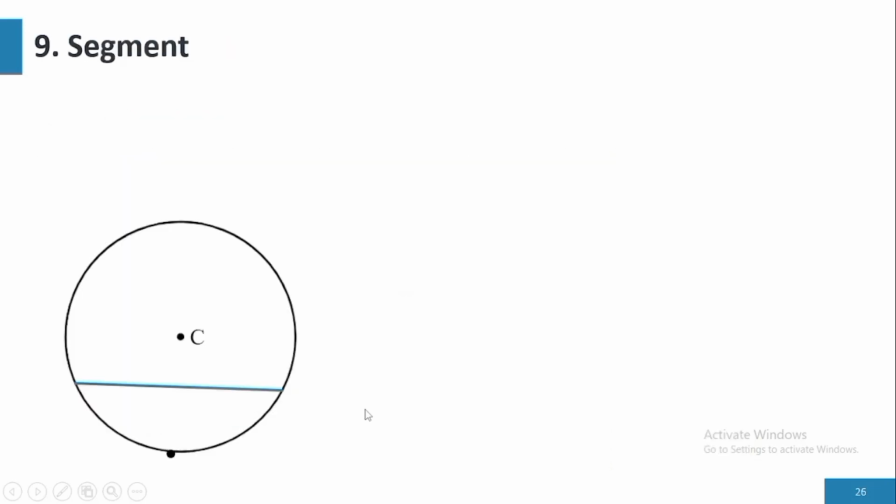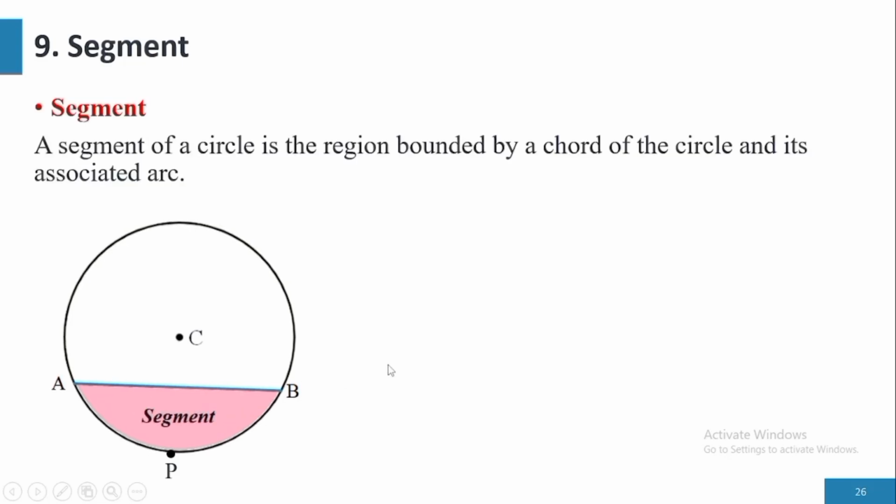Next important concept is segment of a circle. Now what do you mean by segment of a circle? Segment is the part of the area of a circle, children. I repeat, the part of the area of a circle which is enclosed between the chord of a circle and its corresponding arc. Here this pink part shows the segment of a circle. As you can observe, this part is enclosed between this chord AB and arc APB. Clear, children? And this will be known as segment of a circle.